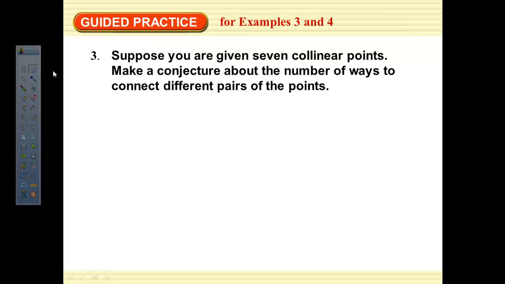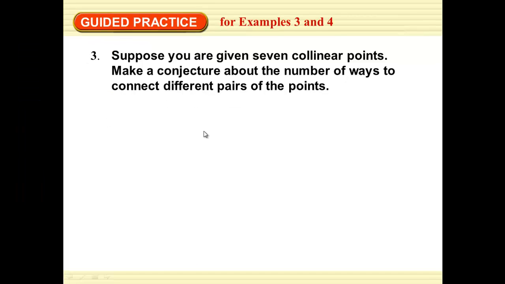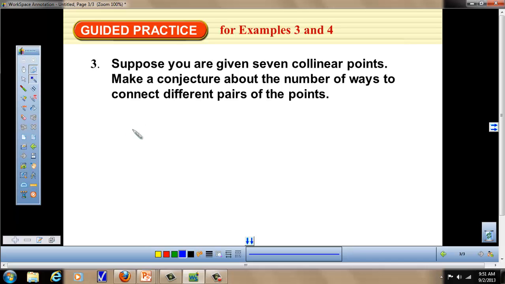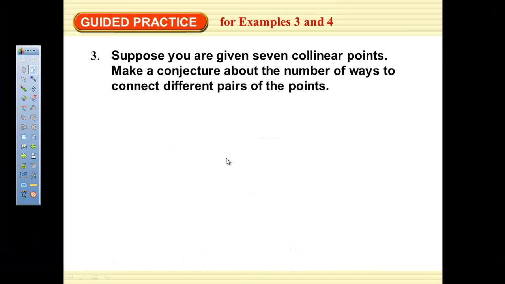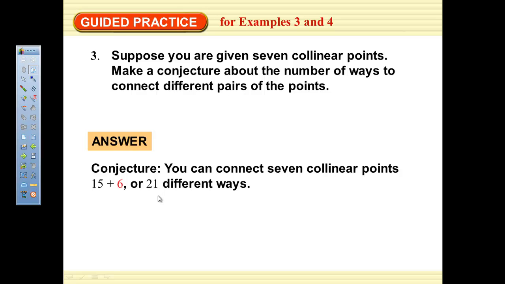If we were to go all the way up to 7, we look at it when it was 10 for 5 points, and we would have to add 5 this time. That would give us our 15 for 6 points, and then we would add 6 to it, and that would give us 21 for 7 collinear points. So that's how we would do that. Just use the same pattern again, and we would have 21 different ways.